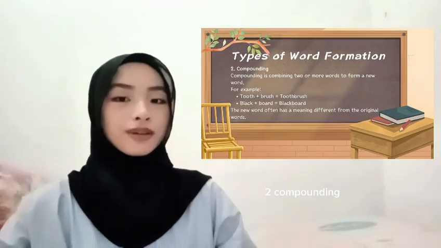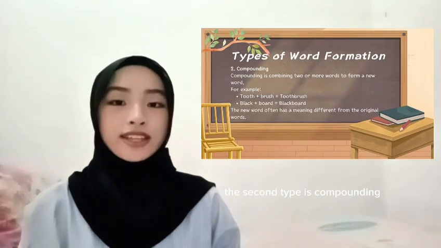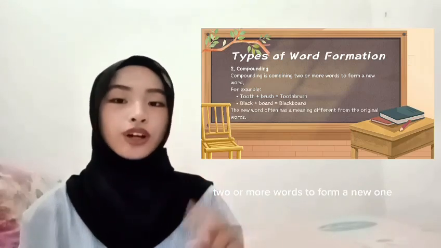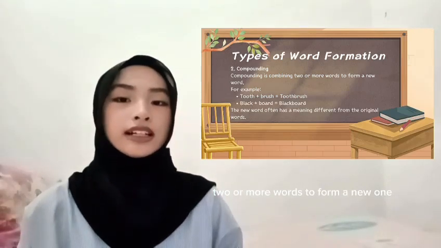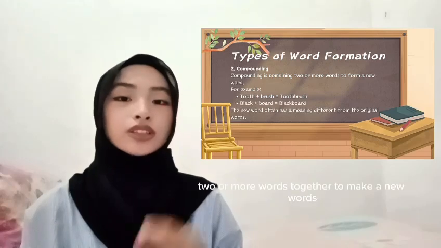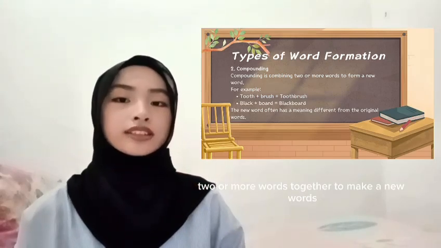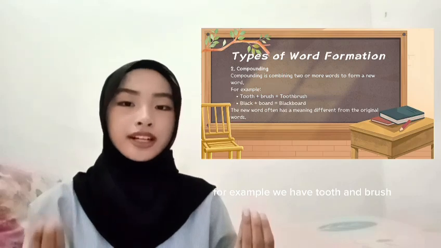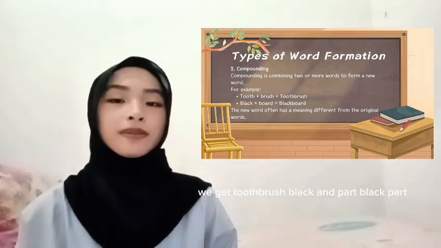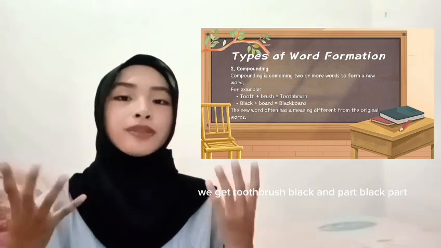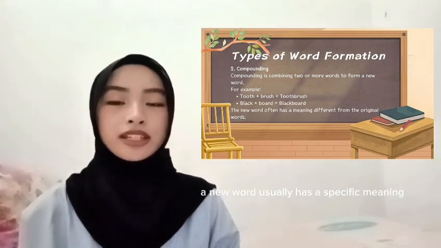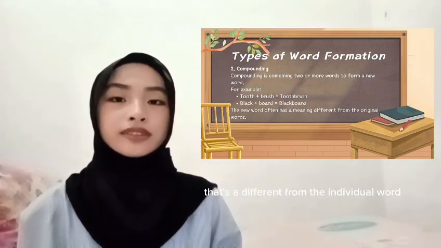2. Compounding. The second type is compounding. Compounding is when we combine two or more words to form a new one. This means joining two or more words together to make a new word. For example, we have tooth and brush, we get toothbrush; black and board, blackboard. The new word usually has a specific meaning that's different from the individual words.